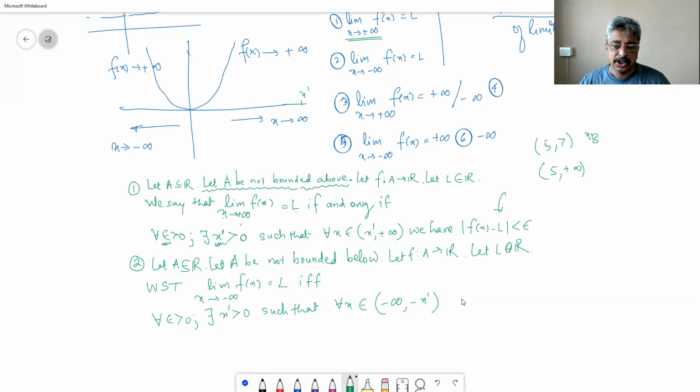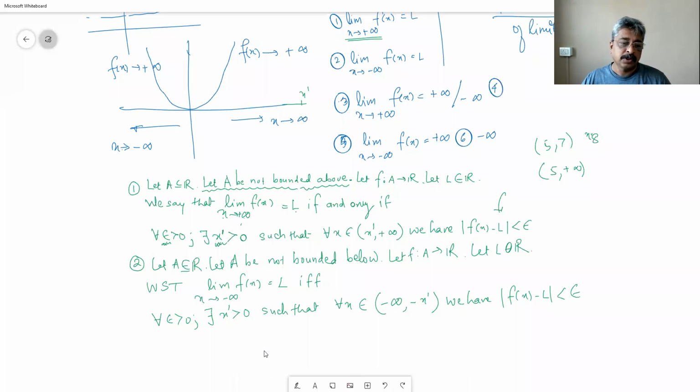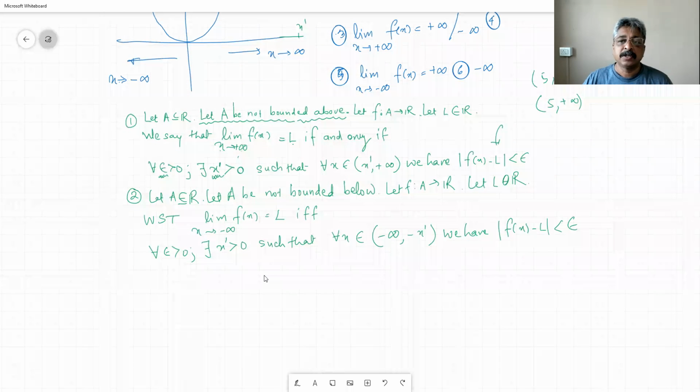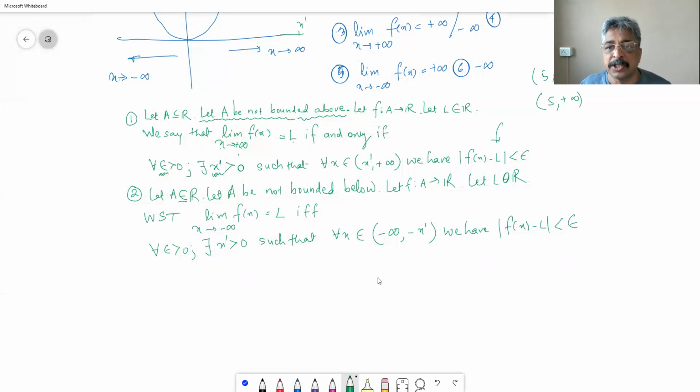So maybe I will look at what you are writing here eventually and which values of x are acceptable. So complete all the remaining 5 definitions neatly written. Every time you write the definition, you understand it better. Okay, let me write down the second definition.